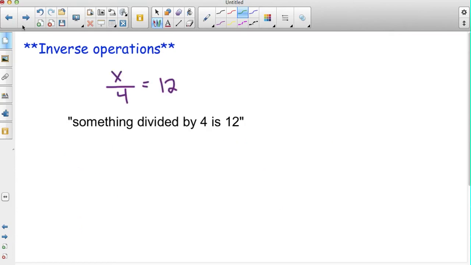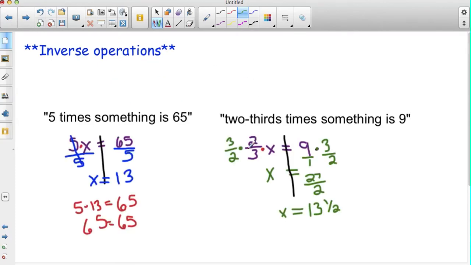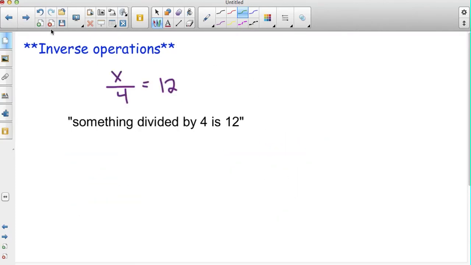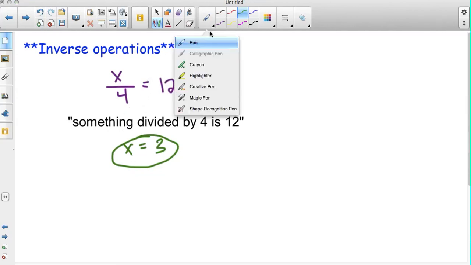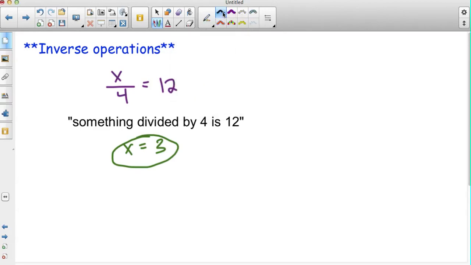Finally, here is an equation that looks like this, almost similar to this guy, whereas there's a fraction. I would read this equation as something divided by 4 is 12. A common mistake is for kids to say, oh, x equals 3, and circle it, because they see the 4, they see the 12, they see it divided. This is a big, big no-no. Let's see, what can I do? Creative pen. Oh, this is good, I'm going to spray paint this. No, x does not equal 3. Let's try for real now.